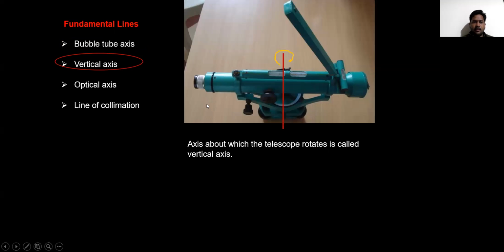Now, vertical axis. What is vertical axis? The axis about which the telescope rotates is called vertical axis. See, this telescope will be rotated. If you are rotating that telescope, that rotating axis is nothing but the vertical axis.